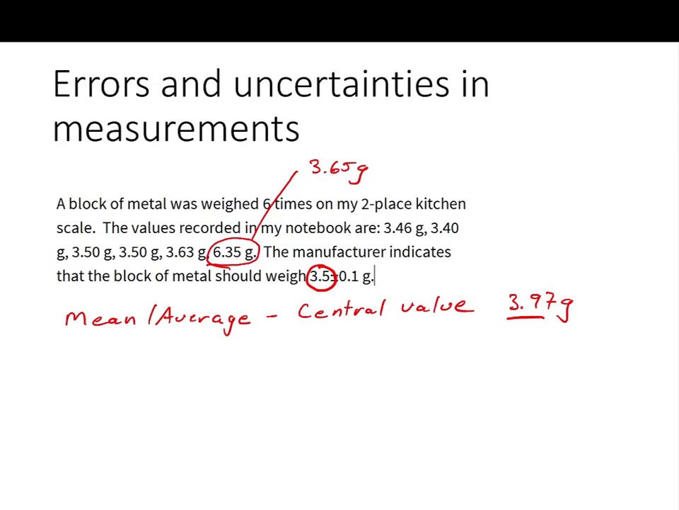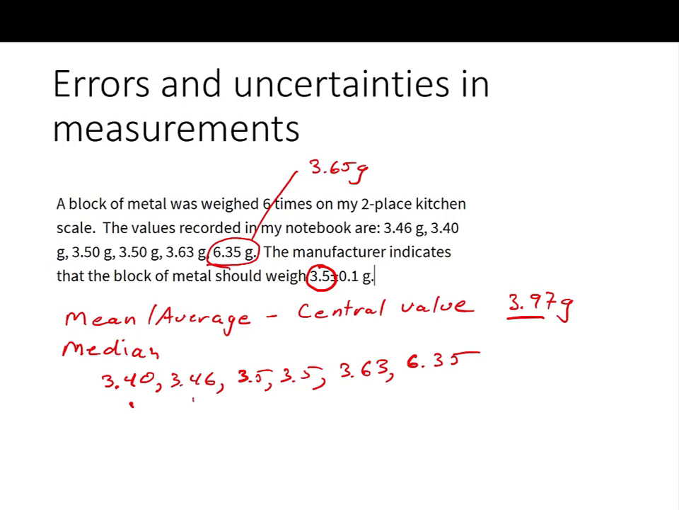There's another way to determine the central value, and that's called the median. The median is a nice tool because it avoids being affected by outliers like this, but it's a little bit harder to calculate. It's a little more cumbersome because what it requires is that we first order all of the numbers in increasing order. So here 3.40, 3.46, 3.5, 3.5, 3.63, and 6.35.